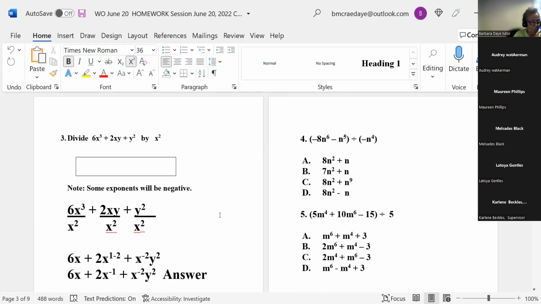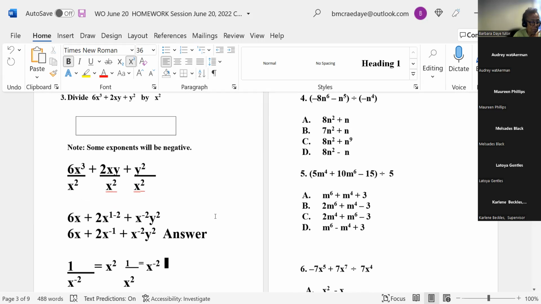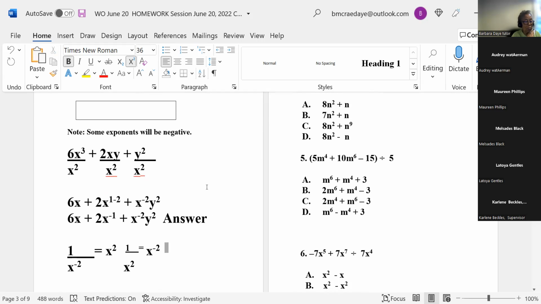Questions? Okay, thank you, Audrey. So you just remember, Audrey, you're following the same rules, except sometimes your exponent becomes negative. That's all. You're still doing the subtraction when you're dividing, but sometimes your exponent is negative. Because remember, I said exponent can be positive, negative, or zero, right? Okay. All right. So that was number 3?